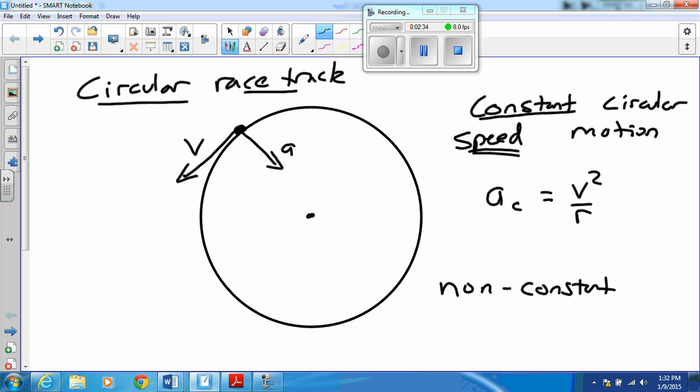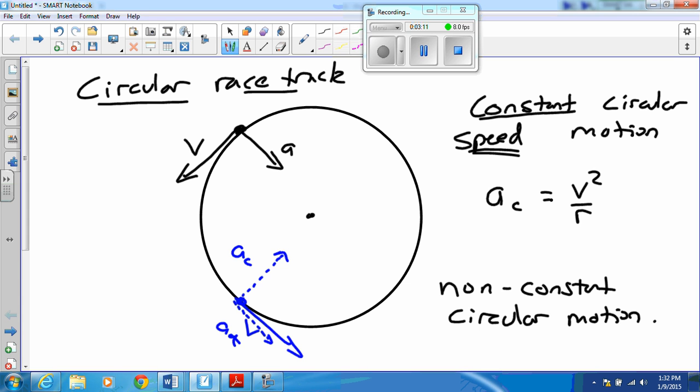If we have non-constant circular motion, then we are going to add to our centripetal acceleration an additional component of acceleration that is tangent to the circle that changes the speed of the object. So that we are now going to have, in a different scenario, a velocity like so. And we're going to have a centripetal acceleration that points inwards towards the center of the circle that still has a value of v squared over r. We're going to add to that a tangential component that is going to change the speed. If the car is speeding up, that tangential component will be in the direction of the velocity. And if the car is slowing down, then the tangential component would be backwards against the velocity.